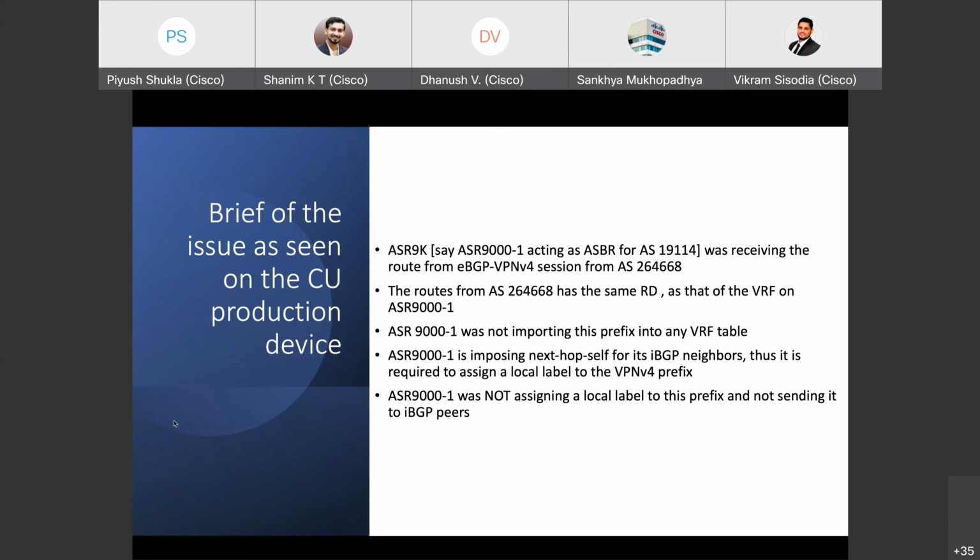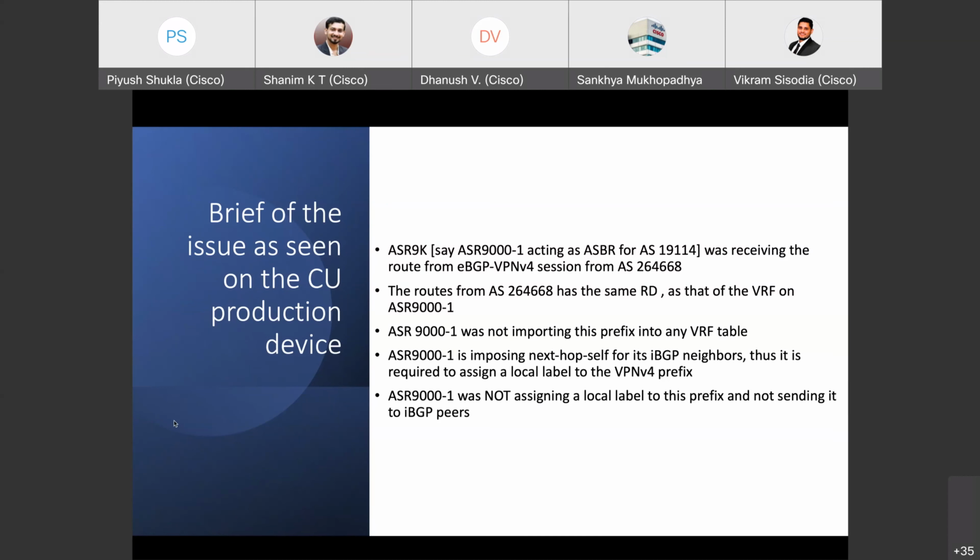In this slide you'll see the ASR 9K, the problematic device, referred to as ASR 9000-1. This is just for the later slides, while I show you the lab topology, that is what I named the device to avoid the complexity of specific host names. So consider our device ASR 9001 acting as the ASBR. The AS is specific, doesn't really matter. For the customer, the AS was 19,114.